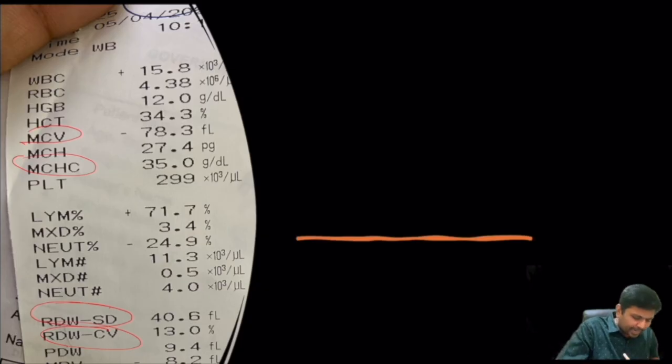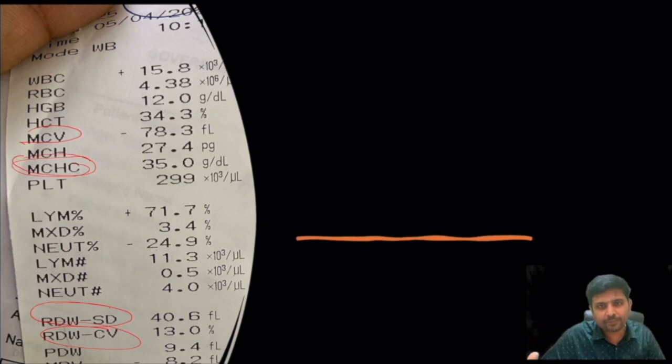An increased MCHC of 40 with anemia, probably what? Hereditary spherocytosis or autoimmune hemolytic anemia. Simple. So what we basically use is a 3-part counter. For a diagnosis of anemia, a 3-part counter is enough.